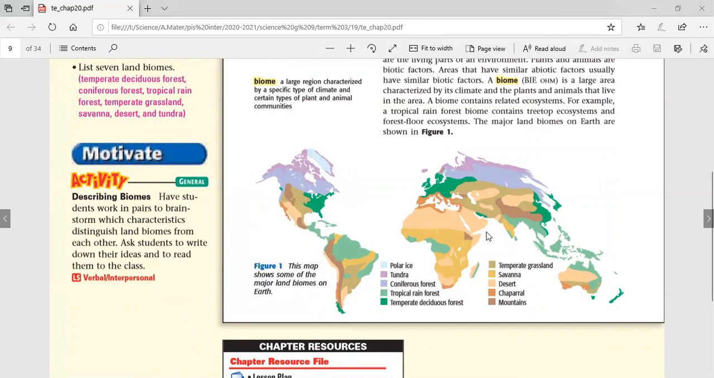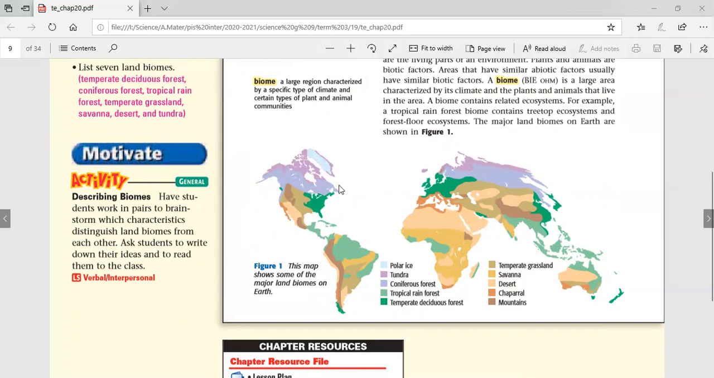If you look here, you're going to find that some biomes are found at the same latitude. Latitude means how far from the equator they are, the distance from the equator, because we know that as we move away from the equator, temperature starts to decrease. So, for example, tundra is found at the North Pole.